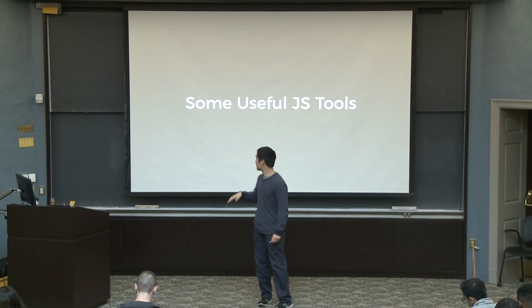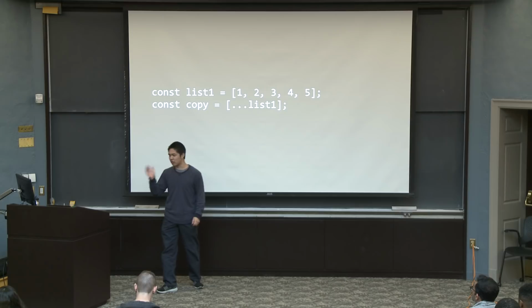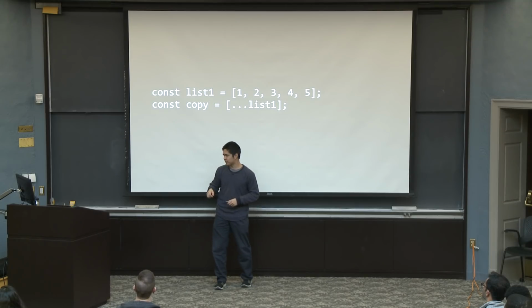This is something that's probably going to come up, so I'll show it to you now. If I have a list, like list1 equals 1, 2, 3, 4, 5, and I want to make a copy of that list so that I can manipulate that copy, you can do something like this. The ...list1 is basically saying fill in list1 into this list. And so copy is also going to be 1, 2, 3, 4, 5, but it's going to be a copy of that list. And we'll see in a moment why that might be helpful.